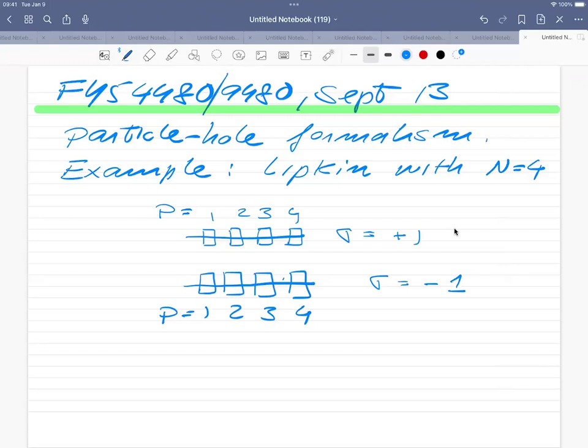Now we are going to make an ansatz for the ground state, where we now assume that the ground state is given by these 4 lowest lying states being filled. And we are going to rewrite it in terms of the notation we have used before. So this will be an A1 with spin minus, A2 with spin minus, A3 with spin minus, and A4 with spin minus acting on the vacuum state.